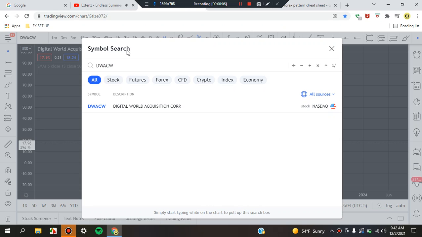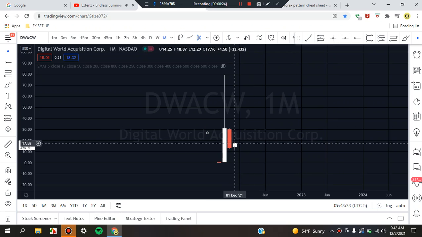We are here with running the levels, looking for market structure and pattern. Okay, guys, we are marking up DWACW. Look at what's going on in the market. So we want to look for patterns in the market.